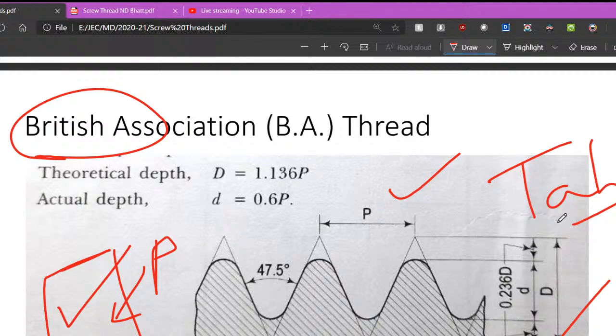In metric thread, is the value of P already given in the standard table, or do we have to calculate it? Tanmay, it is given in the table. The P value is given in the table.